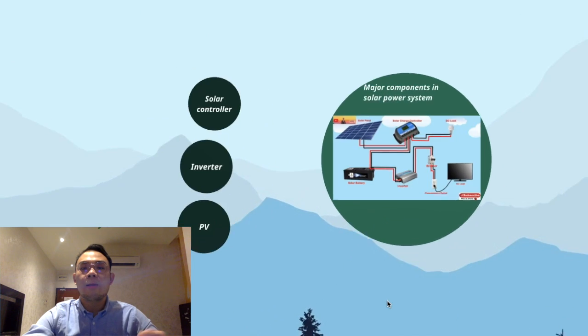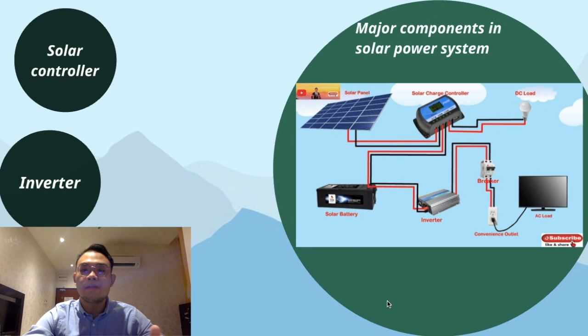First of all, let me show you the major components in the solar power system. So as you can see here, this is the most basic element, I would say the most basic components in the solar power system. First of all, you need a solar panel, which is a PV. I will explain in detail the function of each component. So you need a solar panel, and it connects to the solar charge controller.